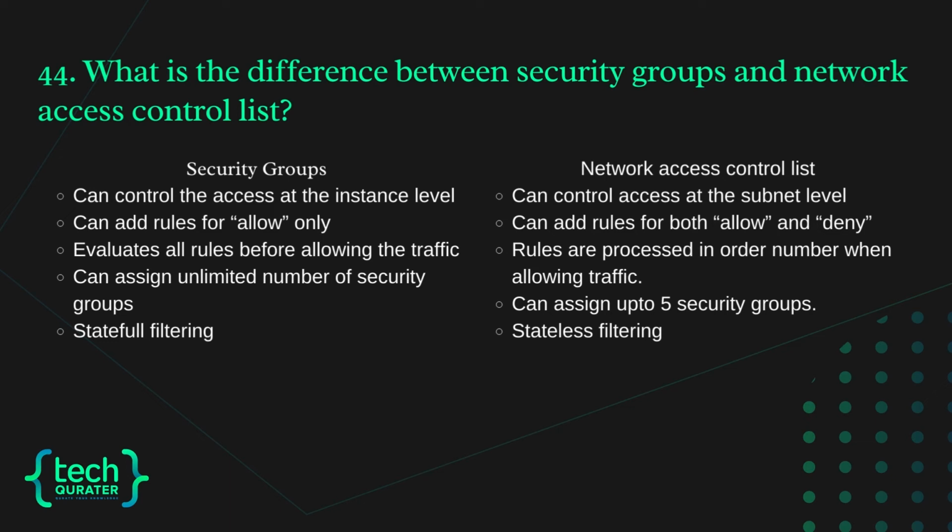On the other hand, network access control list can control access at the subnet level. Can add rules for both allow and deny. In network access control, rules are processed in number order when allowing traffic. It can only assign up to 5 security groups. Network access control has stateless filtering.